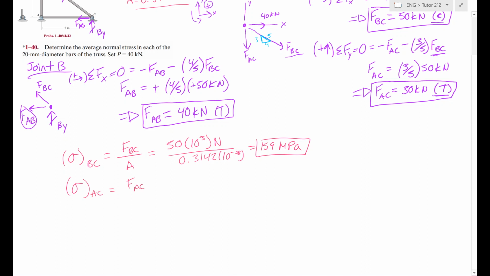AC. Don't want to forget that meters there. But yeah, that's pretty much all we're doing.